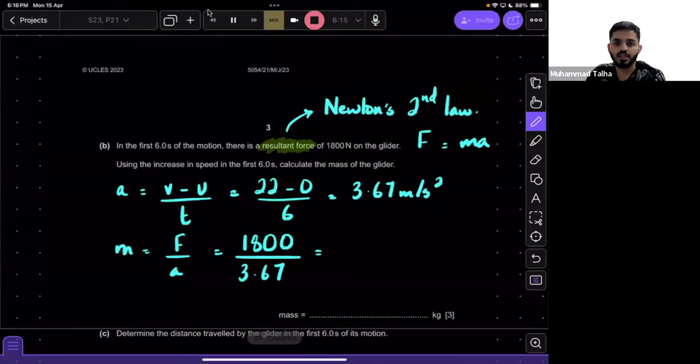So 1800. So 22/6 was 3.67, and 1800 divided by this is 490.9. So 490.9 correct to 2 SF would be 490. Or if you want to do it to 3 SF, it's going to be 491. All right.